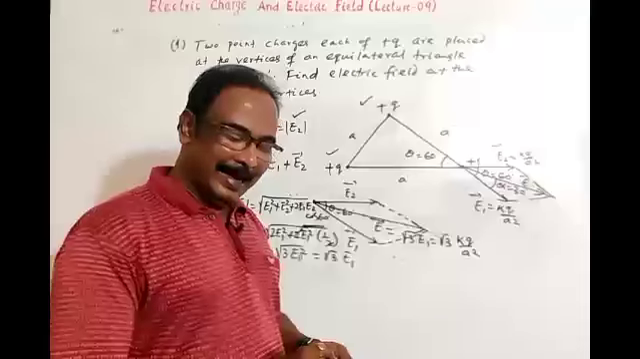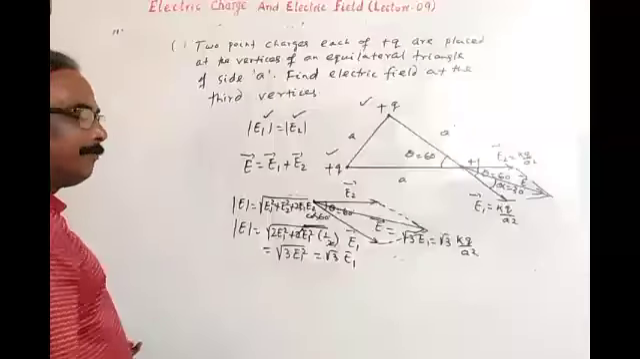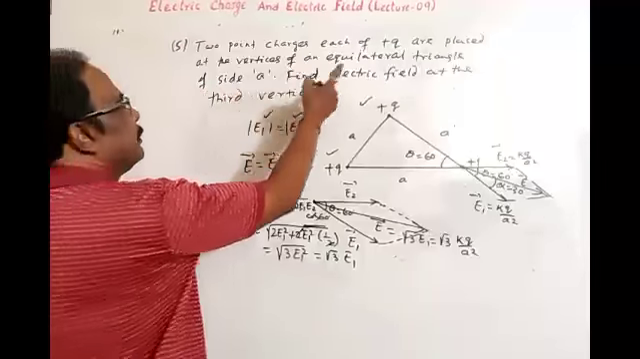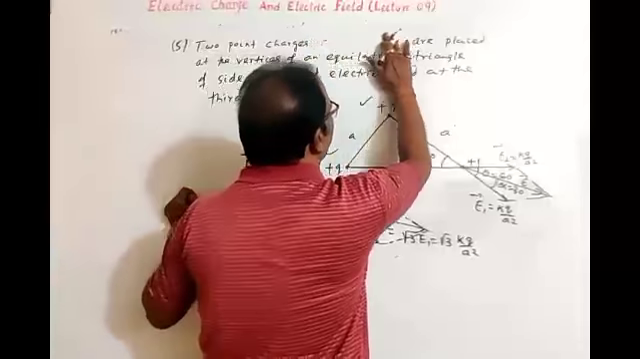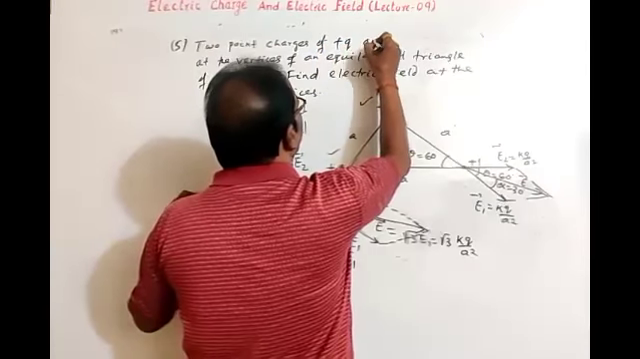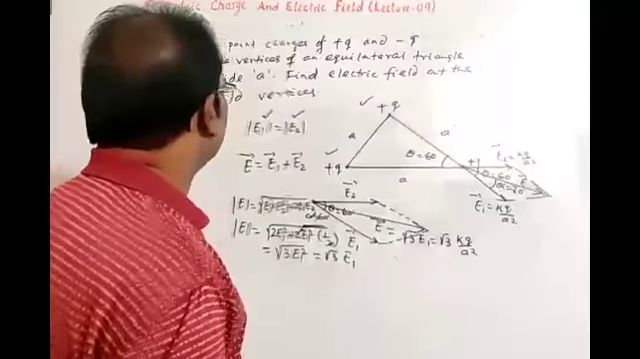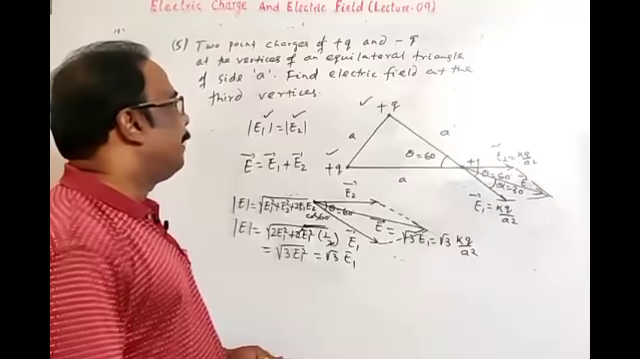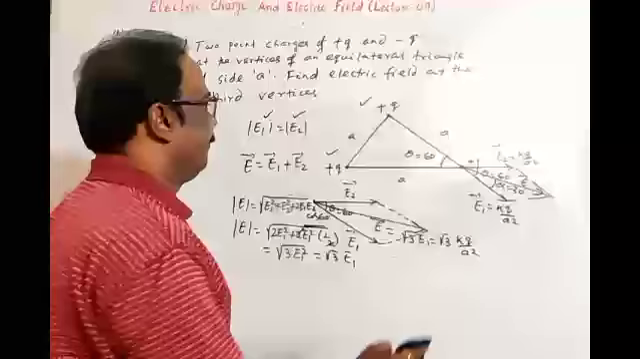Then I am changing this question number 5 a little bit. 2 point charges, plus q and minus q. One is positive, the other is negative, and they are at the vertices of an equilateral triangle of side A. Find the resultant field intensity at the third vertex.